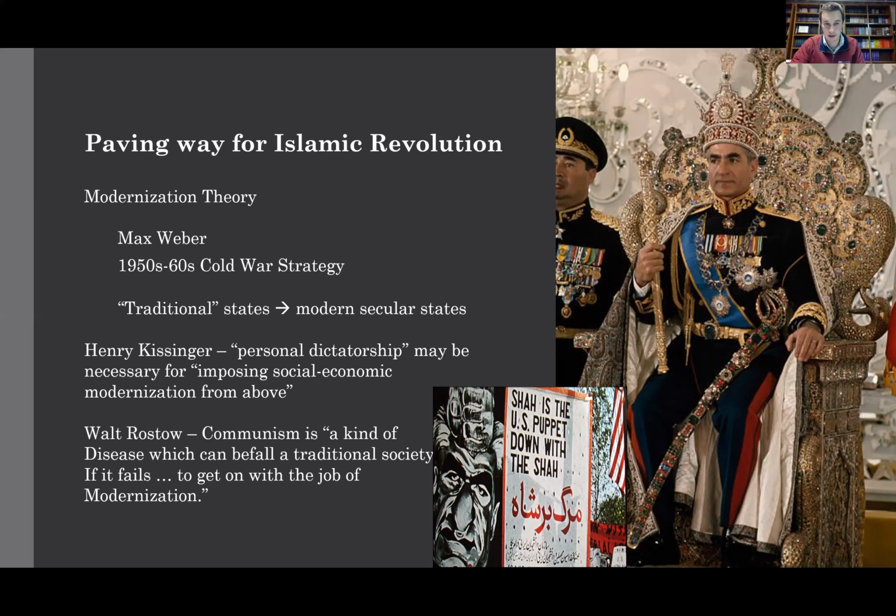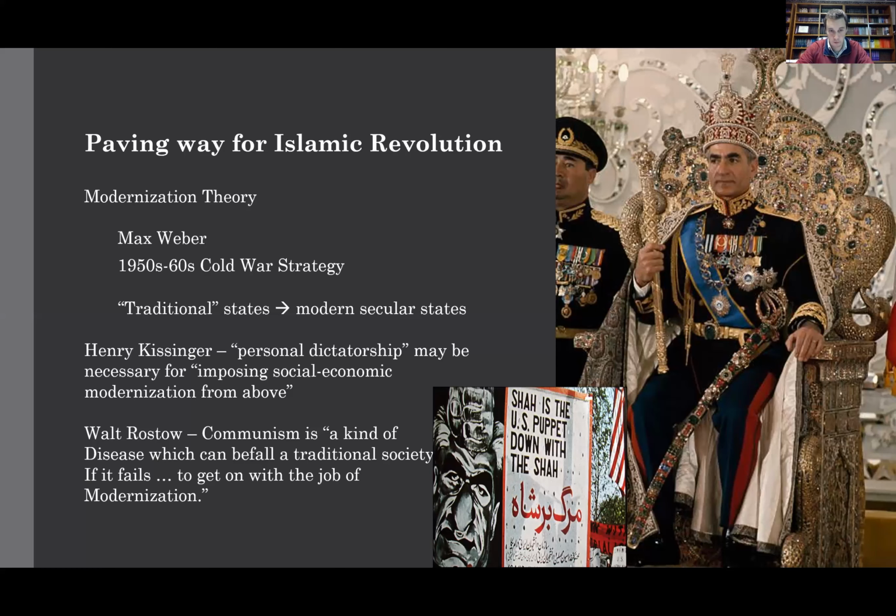And so, talking about dictatorships, it's really betraying the ideals of democracy that the Cold War is usually framed in. This would really become the genesis of U.S. foreign policy that opts for stability over self-determination by supporting dictators. Then Walt Rostow, who worked for Kissinger, characterized communism as a kind of disease which can befall a traditional society if it fails to get on with the job of modernization.